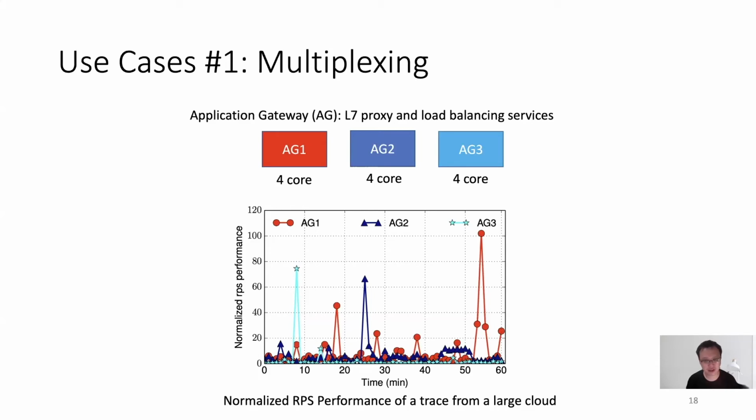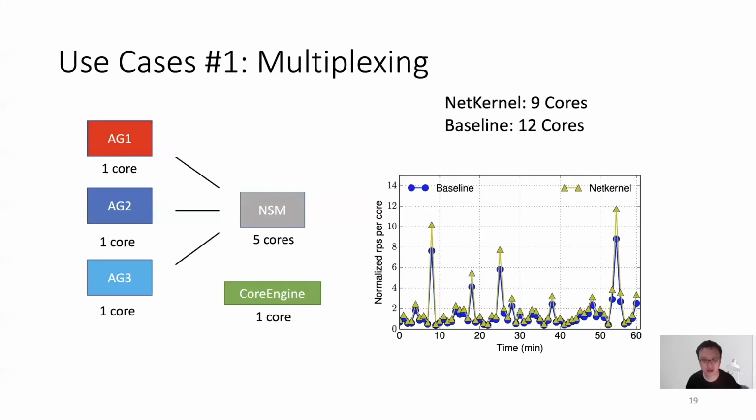As you can see in the figure, this is the normalized RPS performance of a trace from a large cloud. In the figure, the three AGs achieve their peak performance at different times, about 8 minutes, 15 minutes, 25 minutes, and 55 minutes. To serve the peak performance, each AG needs to be equipped with 4 cores. But if you adopt NetKernel, you may use fewer cores. You can do it this way.